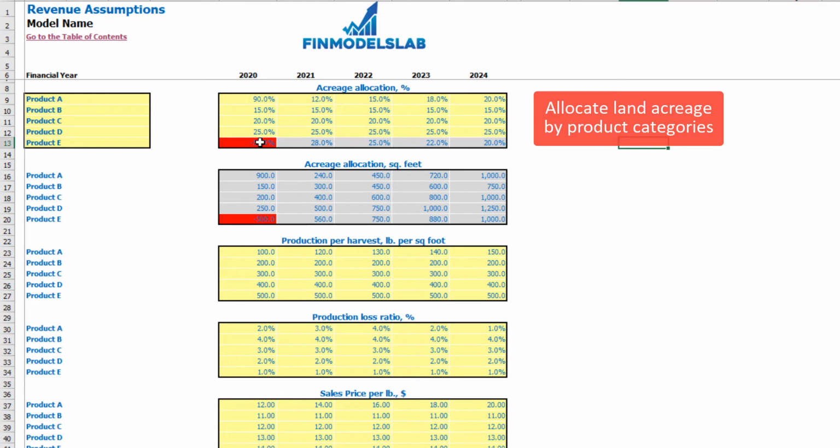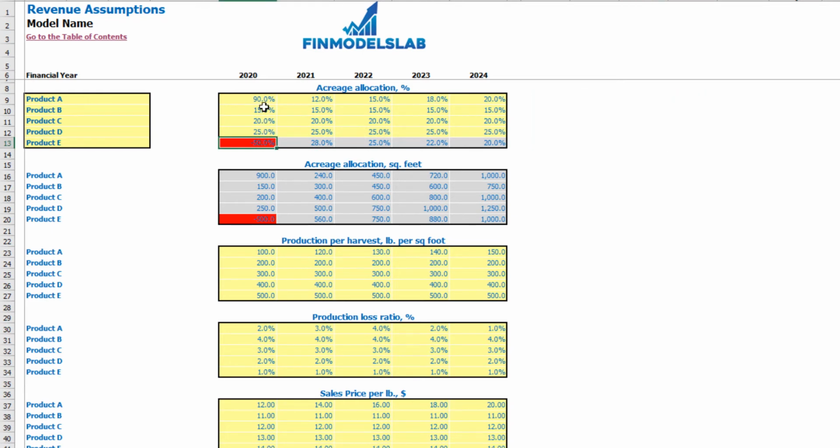This means that this is wrong. You will see the red color. This means you need to adjust something in the model to have the gray color, which means that everything is okay here. The next step will show you the acreage allocation in square feet by years across the products to understand the amount in absolute values.